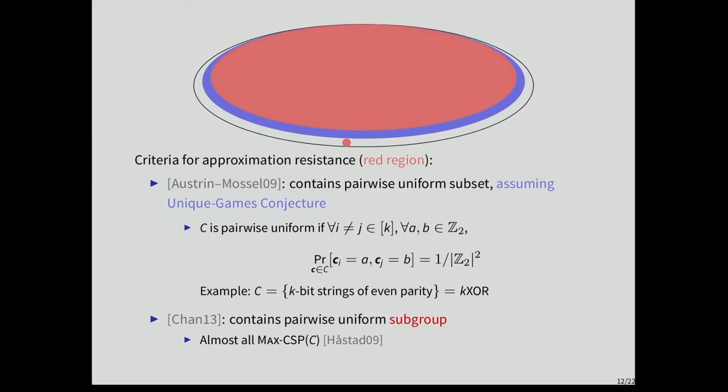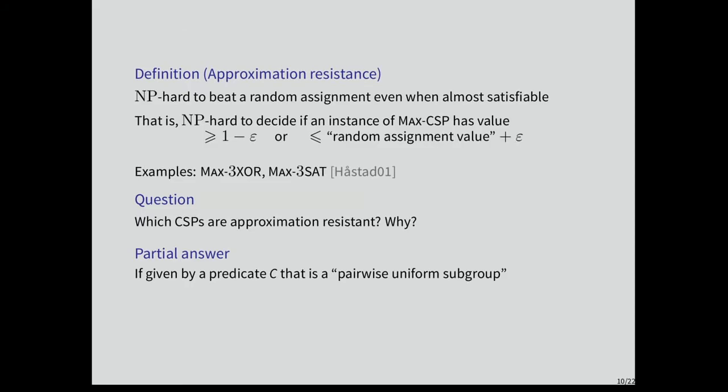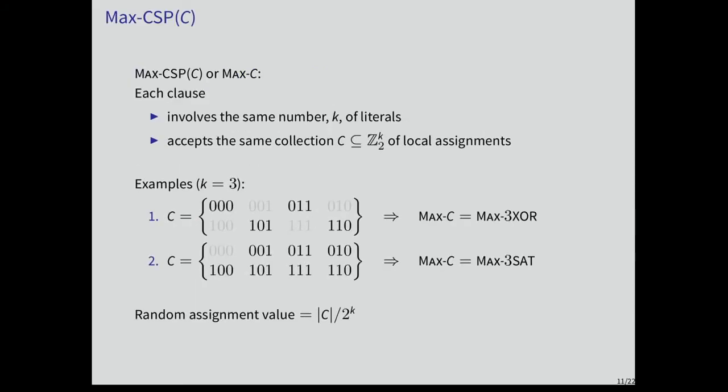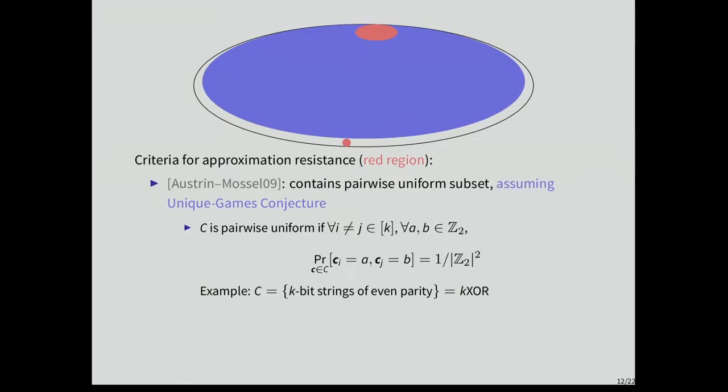But both Austrian result and this result here work if the predicate C contains another subset that is pairwise uniform. So, for example, this max free set contains all strings of odd priorities rather than even priorities, which makes max reset approximation resistant. And it's a very good point. Yeah, thanks for pointing out.